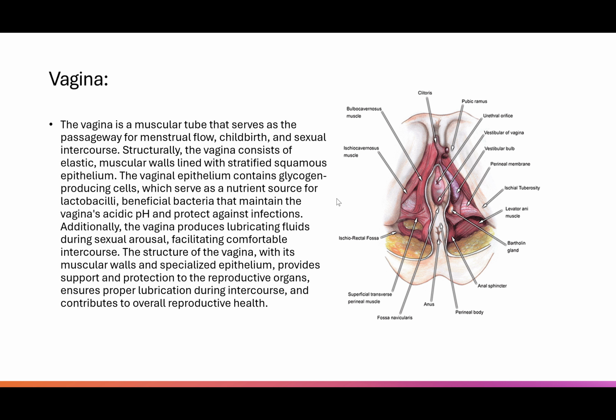So if there's no sexual arousal, there will be no secretion of lubricating liquids. So the structure of the vagina, with its muscular walls and specialized epithelium, provides support and protection to the reproductive organs, ensuring proper lubrication during intercourse and contributing to overall reproductive health. So yeah. Any questions? Any concerns?